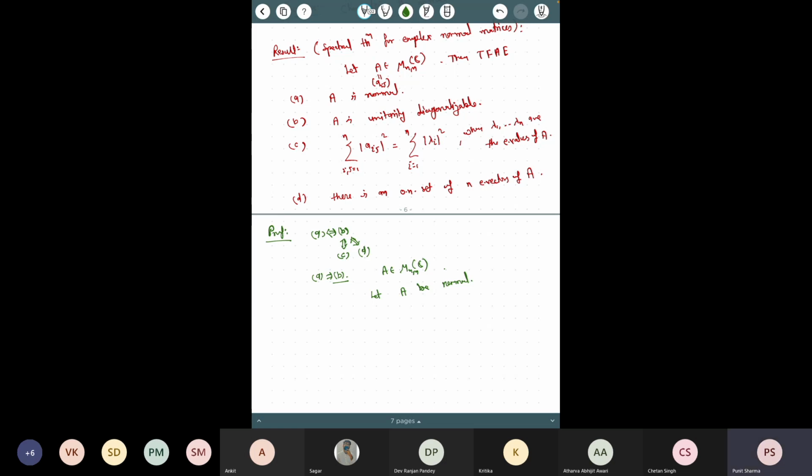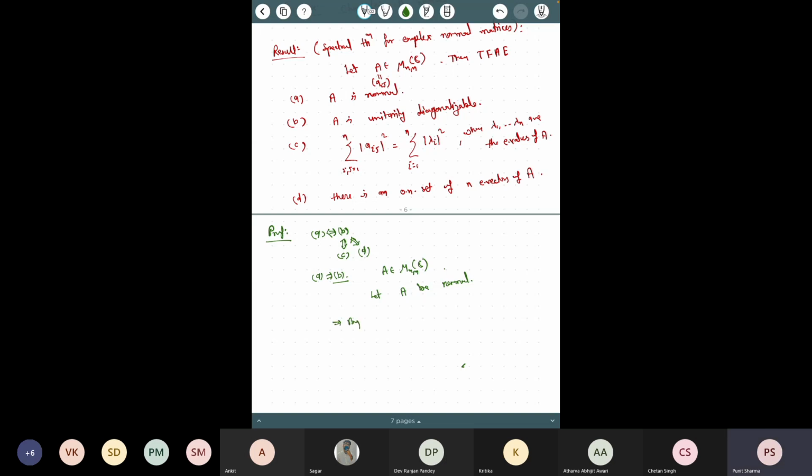Now how to start? How to prove this? We know it is a complex matrix of size n cross n, so I will just apply Schur's lemma on this. What I need is a unitary matrix, and we already know there is a result that says we can always upper triangularize via a unitary matrix. That is because of Schur's lemma. So we will first apply that, and then we will look at the unitary matrix which we get from Schur's lemma, and see whether that unitary matrix does the job for us or not.